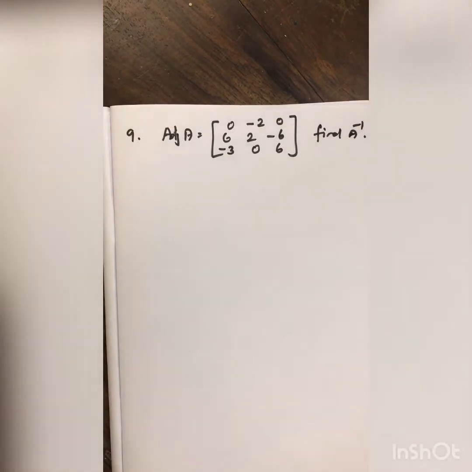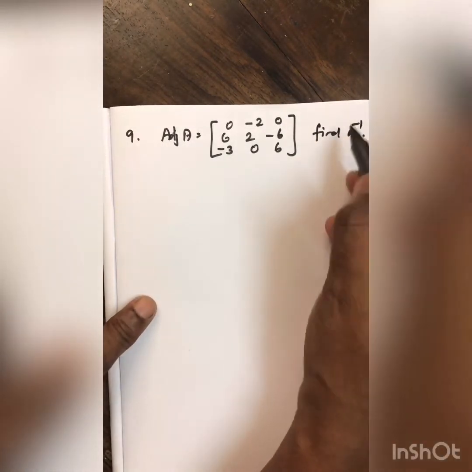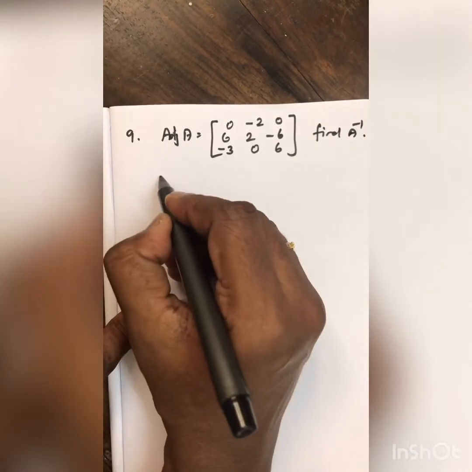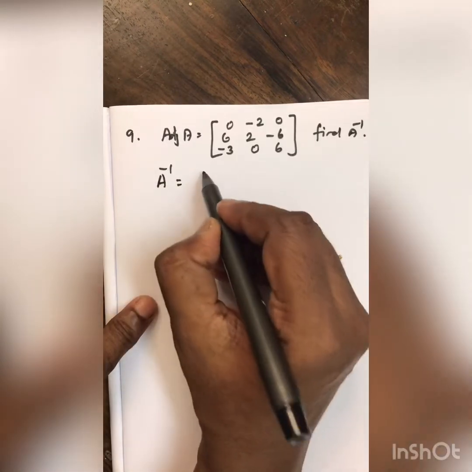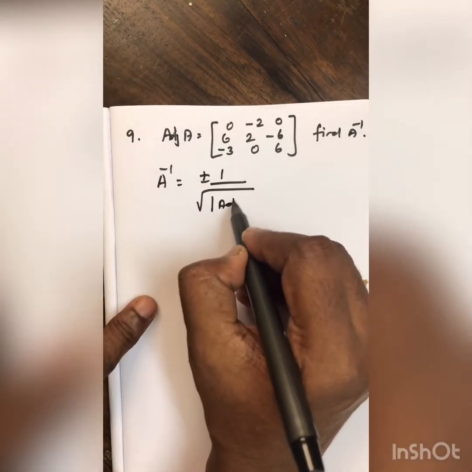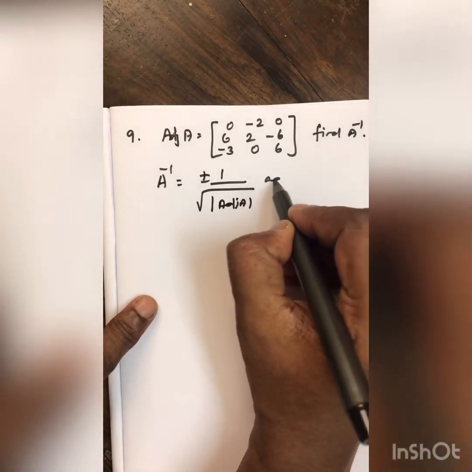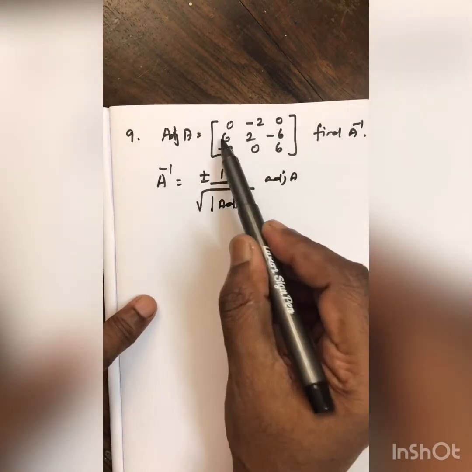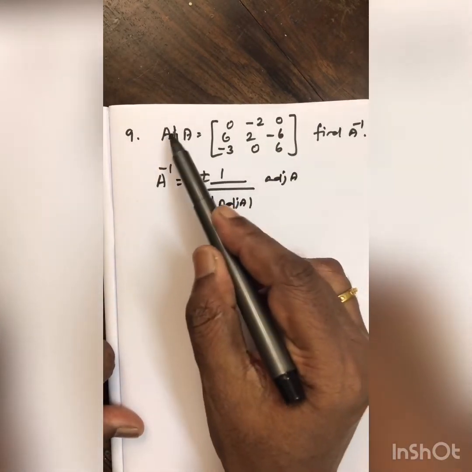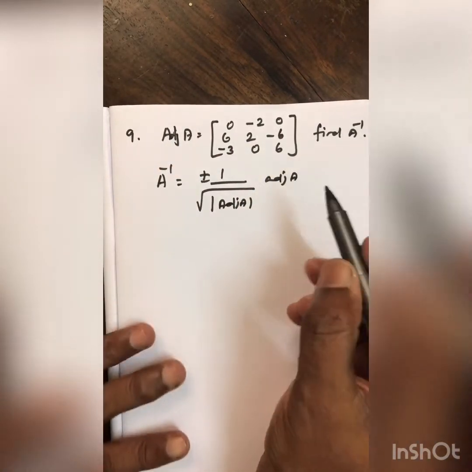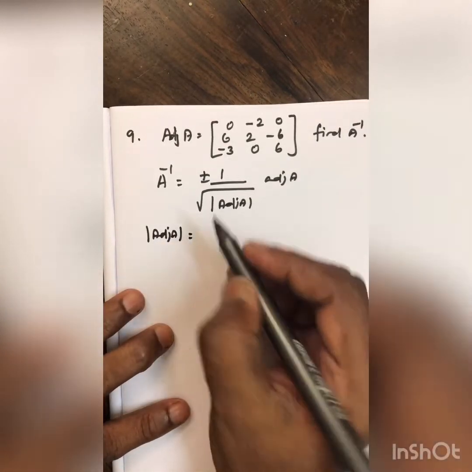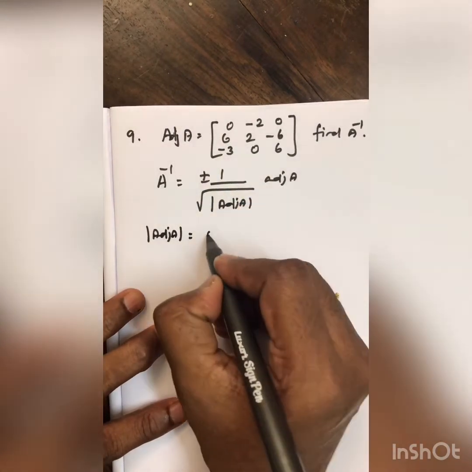Find A inverse. What is the formula? To find A inverse, you can write down the formula. A inverse is plus or minus 1 by root of determinant of adjoint of A into adjoint of A. So here there is no need to find one more adjoint. It is given already. It is enough to find only the determinant value. So this will come under 2 marks. Okay. So determinant of adjoint of A will be, yes, 0 and everything will become 0.